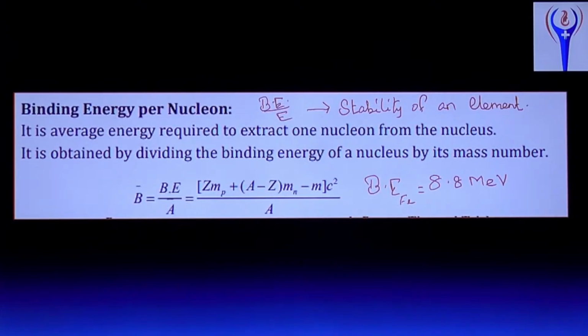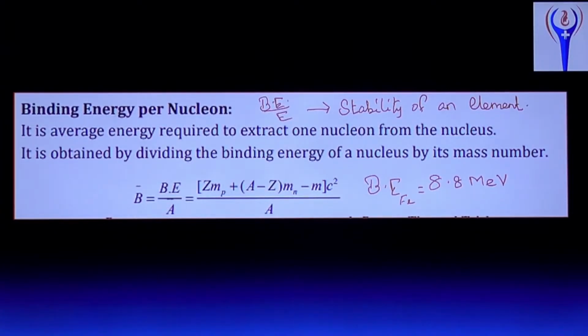And already we mentioned dividing the binding energy of the nucleus by its atomic number. That is the binding energy formula we know: Z(Mp) plus (A minus Z)(Mn) minus capital M or small m, that is the mass of the nucleus, into C square, divided by A, its nucleon number or mass number. That is only binding energy per nucleon.